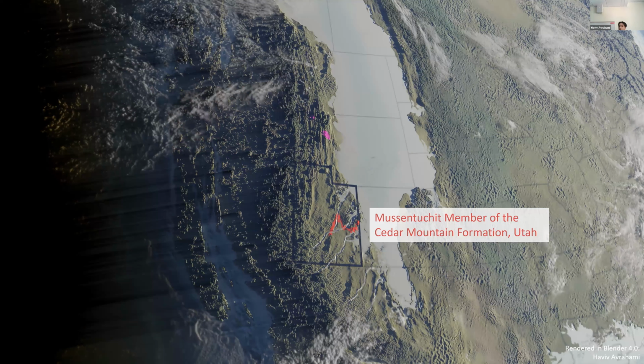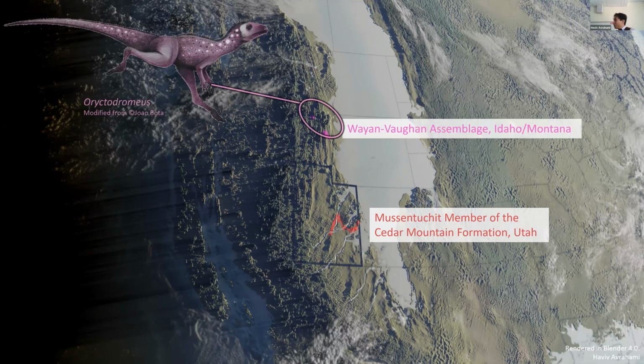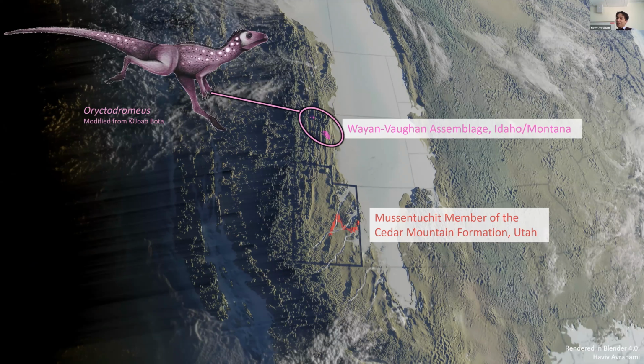So if we go back to that orbital view of North America during the Cenomanian, you may have noticed that there's that little pink spot approximately 600 kilometers to the north of the Mustn't Touch It. And that is the Wyand-Von assemblage of Montana and Idaho, which possibly and partially overlaps temporally with the Mustn't Touch It. And there's already a speedo that's known from the WVA, and this is Eryctodromius.